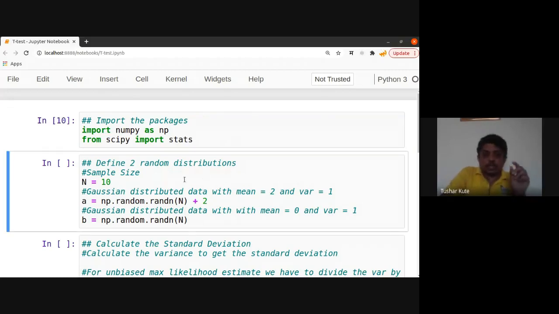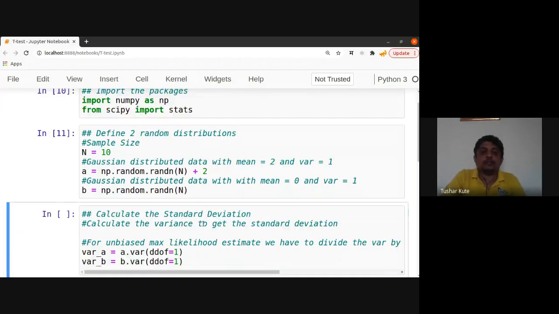Now I am creating two random distributions of a sample of n elements. Here you can see Gaussian distribution data with mean 2 and variance equal to 1. Here we use the random function: np.random, the random package, and the randn function, which is used to generate random elements, here 10, and I'm adding 2 to it so there's a small difference of 2. And again another Gaussian, normally distributed data with randn.